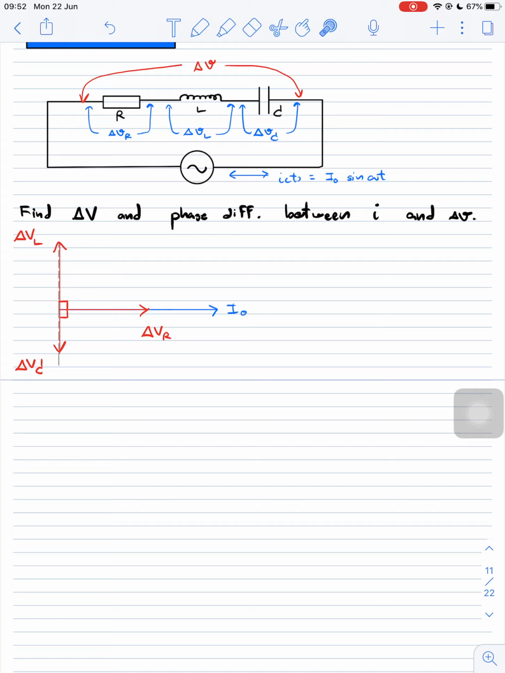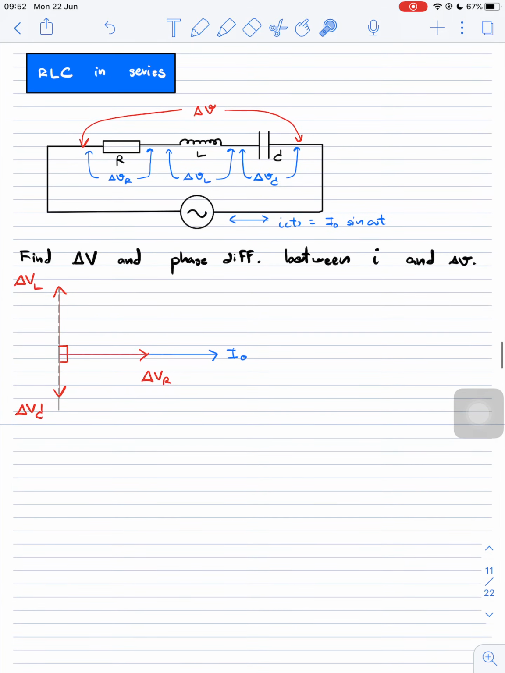Now we want to find delta V. To find delta V, we need to find the amplitude first, and the phase, the phase difference between the current I and the total V. So how can we solve for that?